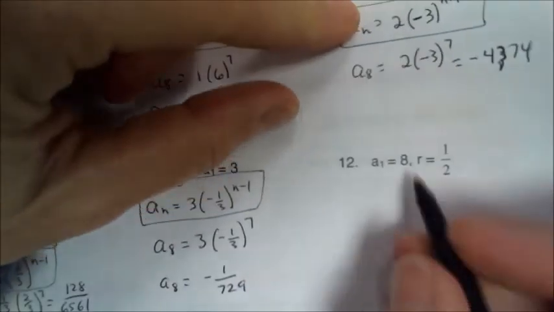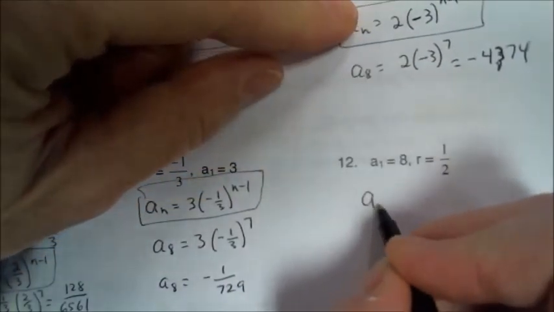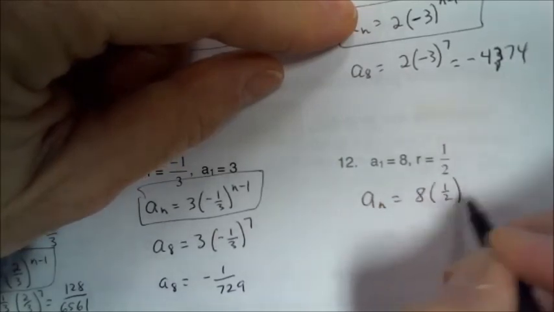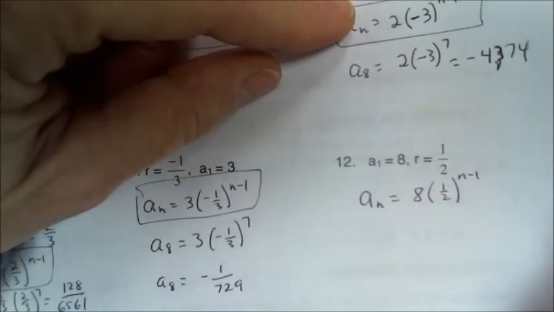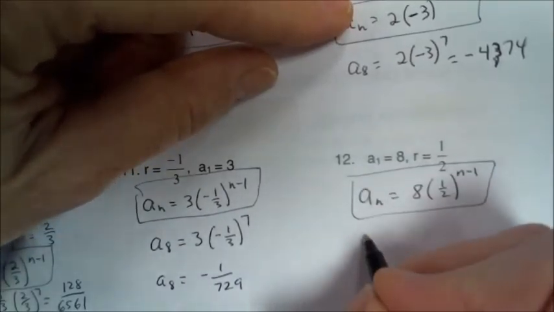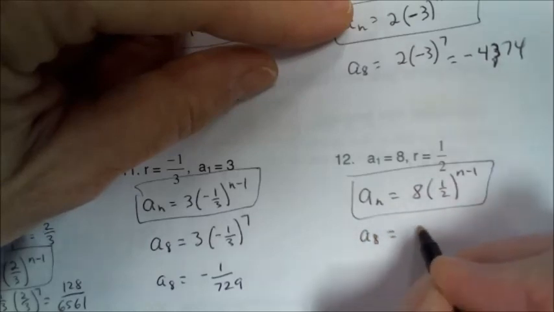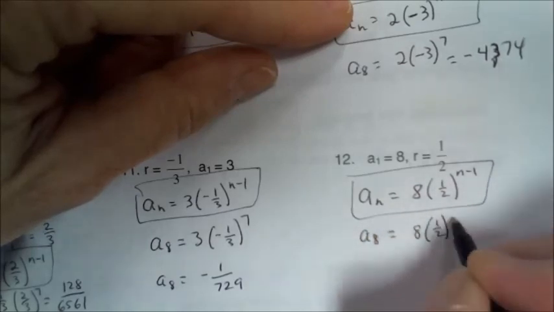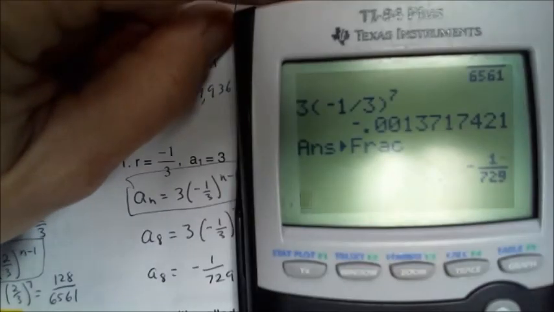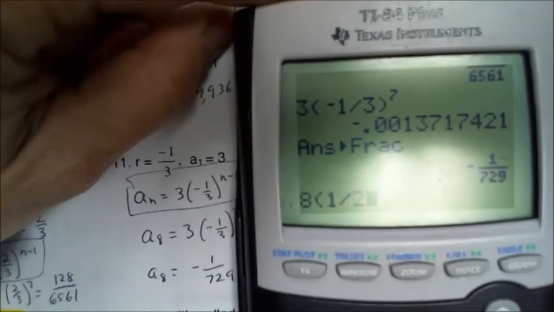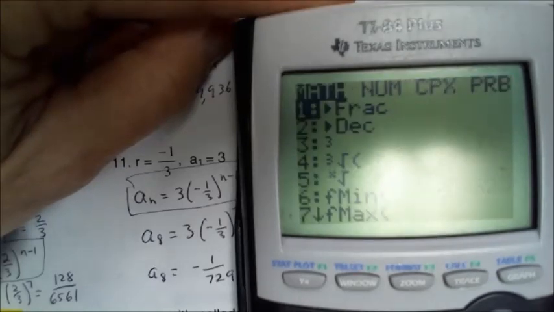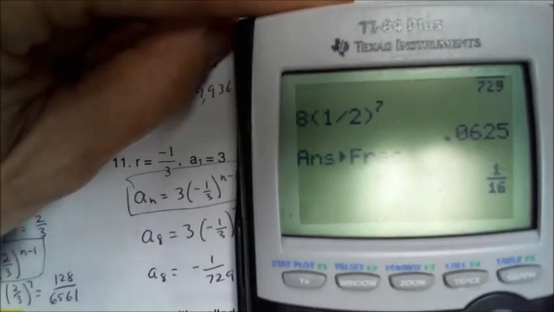And then the last example, oh, this is just as easy. They tell us the first term, which is 8. They tell us the r value, which is 1/2, and we raise it to the n minus 1. So there's your nth term. And so the 8th term is equal to 8 times 1/2 raised up to the 7th power. Let's see what that is. 8 times 1/2 raised up to the 7th. I think I'll math frac that. 1 over 16.